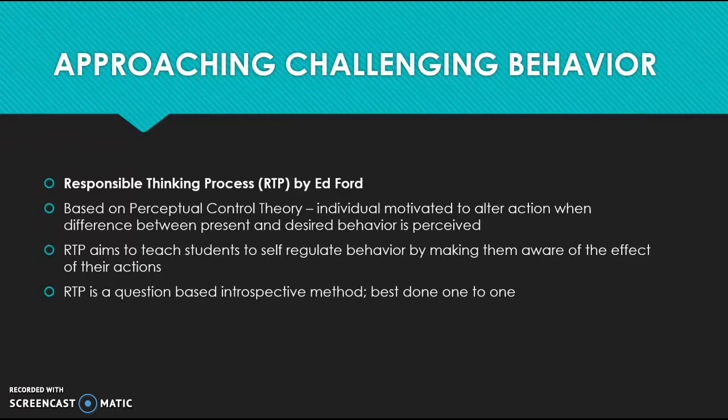RTP aims to teach students to self-regulate behavior by making them aware of the effect of their actions. It is an introspective method and it's best done one-to-one. So the process can be broken down into 3 stages. The students are asked questions regarding what they wish to do. The student response is listened to and addressed patiently, and students are nudged with prompts and encouraged to create their own plans and goals to achieve the discussed outcome.